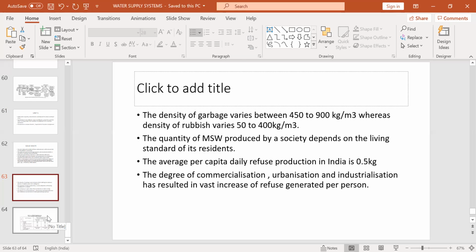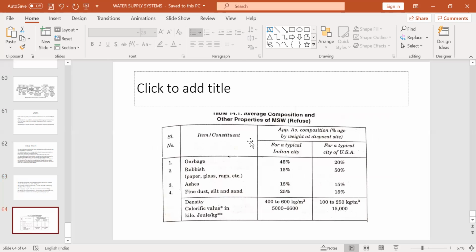So here we have a table which compares the generation of the components in municipal solid waste. First is garbage, then rubbish, then ashes, fine dust, silt, and sand. These are mainly the four components, or constituents, of municipal solid waste. Now the typical comparison is given: average composition, percentage by weight at the disposal site, for a typical city in the USA.